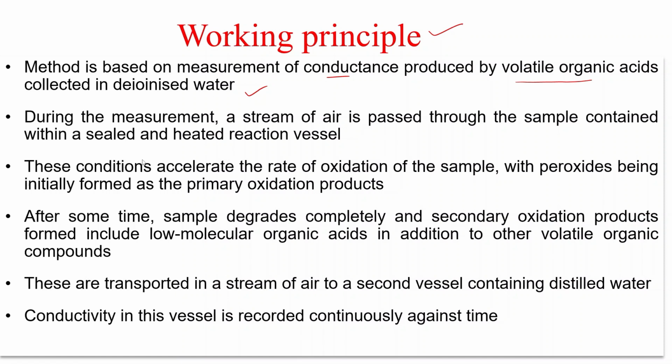Now these conditions, like increased airflow rate and the higher temperature, will accelerate the rate of oxidation of the sample. With peroxide being initially formed, the initial oxidation product will be your peroxides, and then peroxides and hydroperoxides, and these ultimately will get degraded to secondary oxidation products, which include the aldehydes, ketones, alcohols, and the volatile acids. That is, low molecular weight organic acids will also be produced, in addition to other volatile organic compounds. These are transported in a stream of air to a second vessel which contains the distilled water. That is nothing but the measuring vessel.